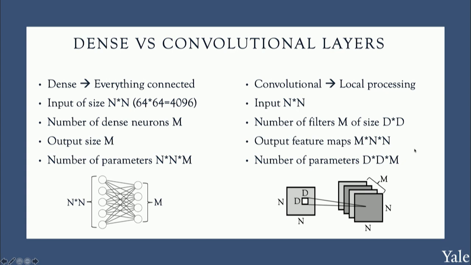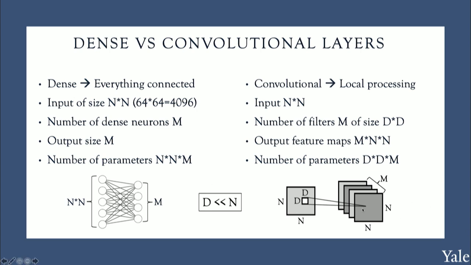But the number of parameters to learn is going to be much smaller than the number of outputs. Since each filter had size d by d and we have m different filters, we need to learn d by d by m parameters. And remember again, d is much smaller than our image size n. So now we can see that the convolutional layers are going to give us many more features, but with far fewer parameters compared to the dense layers.